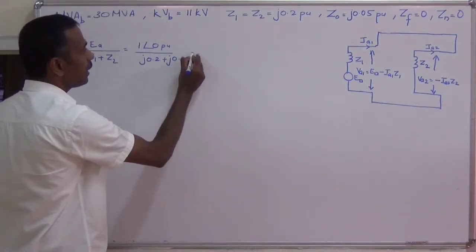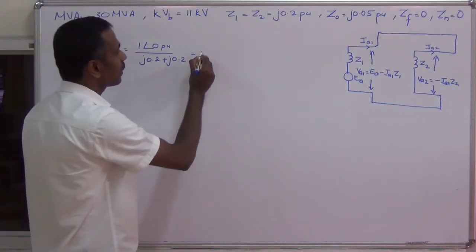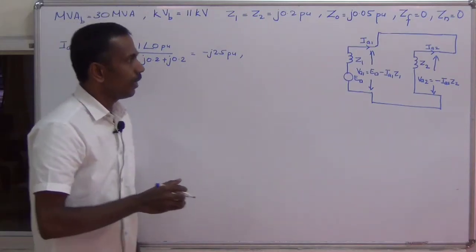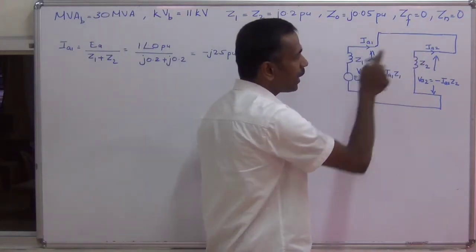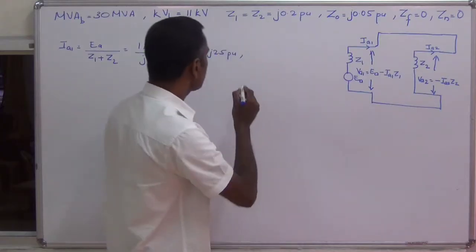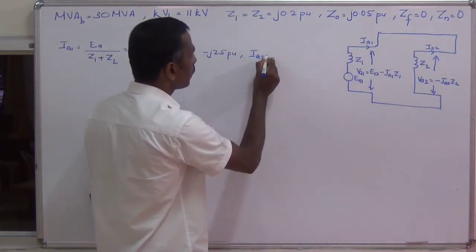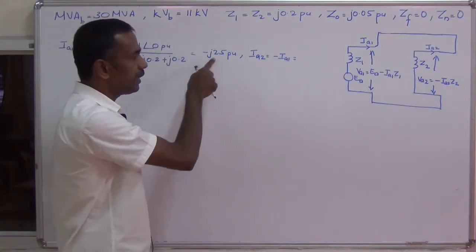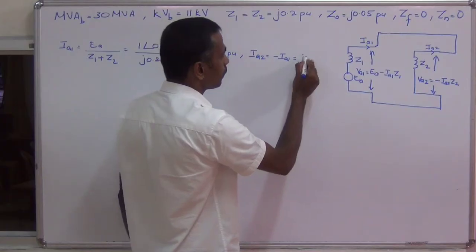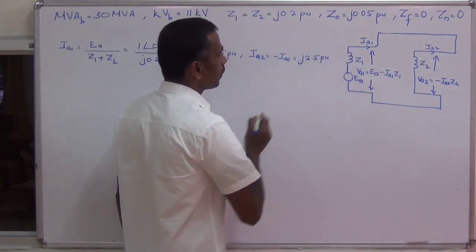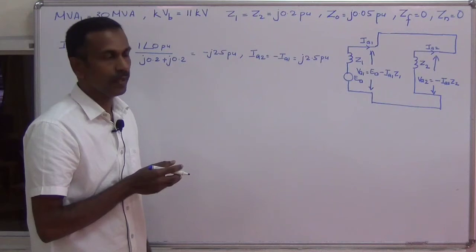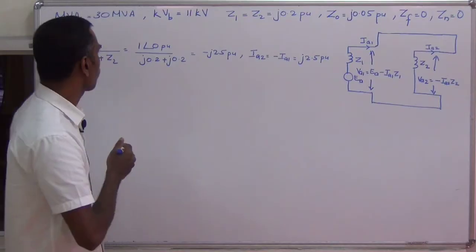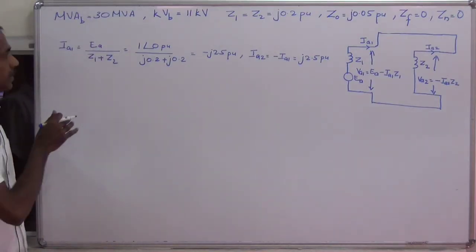So this IA1 equals minus j 2.5 per unit. And from this network, you know IA1 and IA2 are opposite to each other. So IA2 equals minus IA1. So this is equal to j 2.5, and IA0 equals 0 because there is no zero sequence network in the case of a line to line fault. So we got the sequence currents.